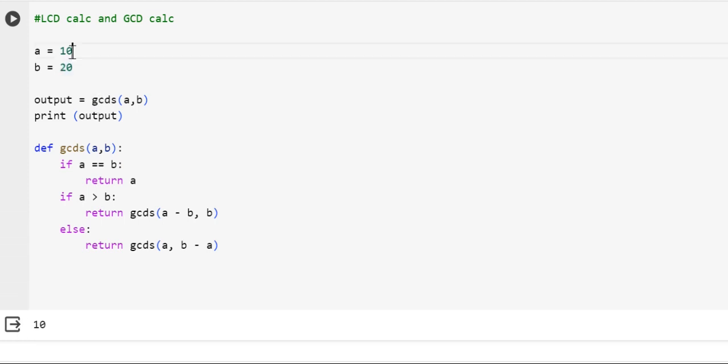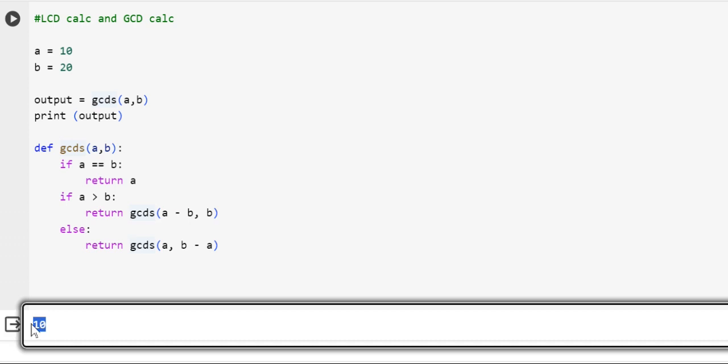So why is it 10? A is 10, B is 20. Which condition is it satisfying? A is not greater than B, and A is not equal to B, so A is less than B. So it comes to the else condition, which says a, b minus a. A is 10, B minus A, 20 minus 10, is again 10. And so for the greatest common divisor, GCD, I'm getting the answer 10.